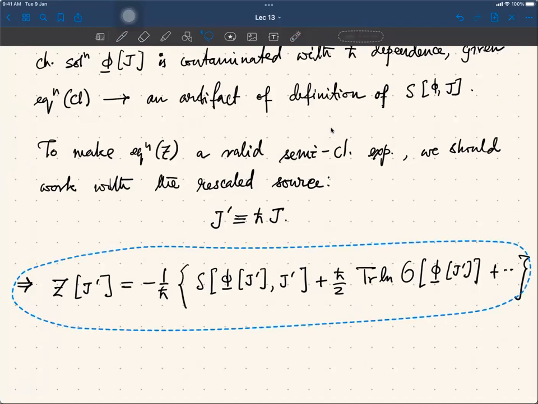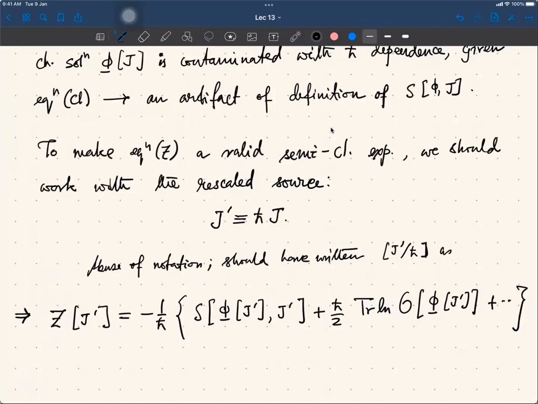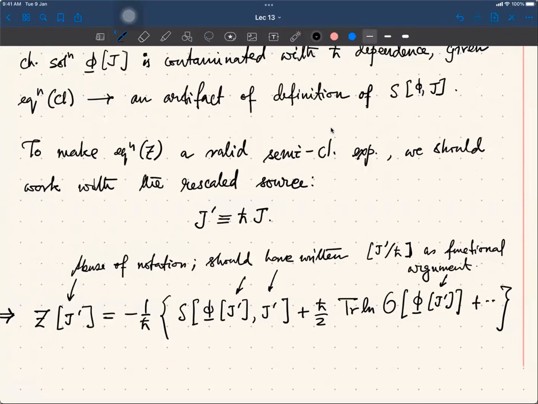Now, when I write this equation, I'm using the same notation Z. Instead of Z of J, we are writing Z of J prime. That's an abuse of notation. We should have written J prime over H bar as the functional argument. Here we have done that abuse here, here, and here, but we are doing the abuse for the sake of notational simplicity. I'm clarifying what I mean when I write a Z of J prime. It is a Z of J, but with J replaced by J prime over H bar.